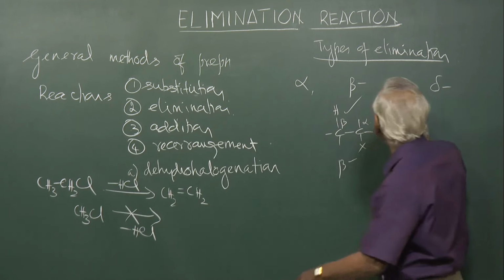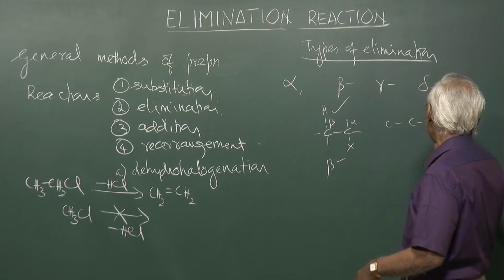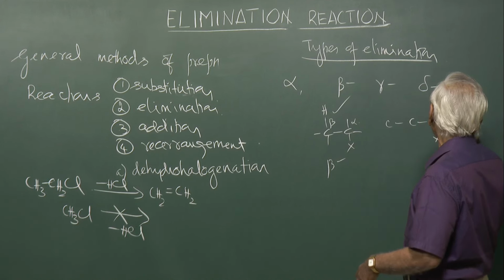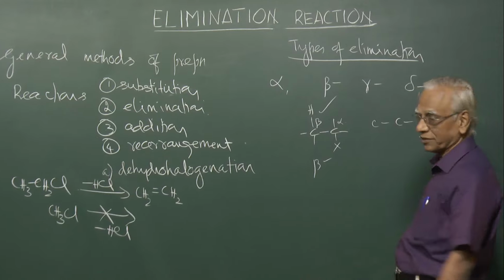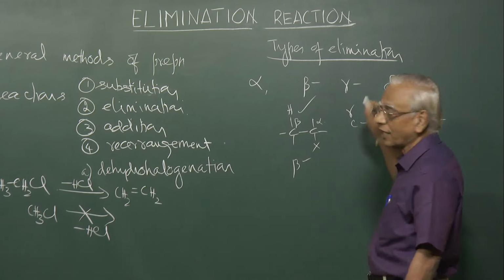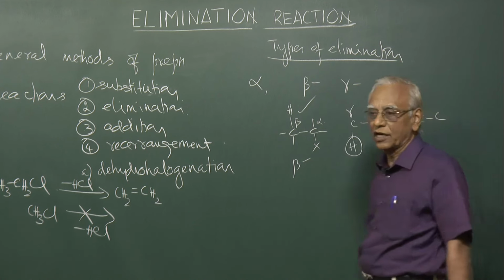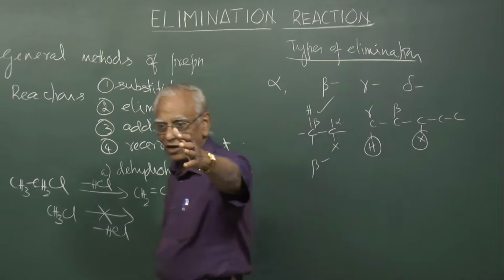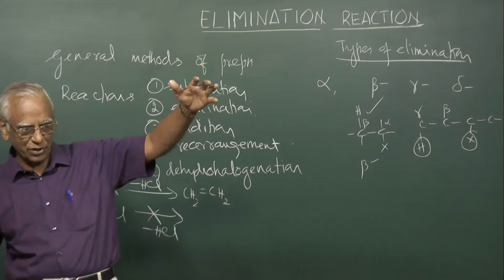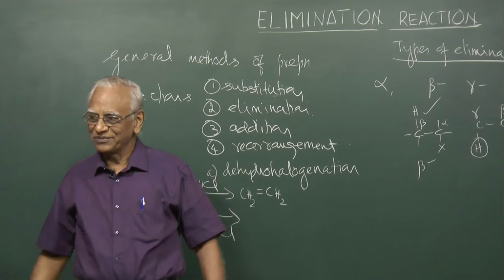And what should be a gamma elimination here? The halogen from this is the alpha carbon atom. I may have carbon on this side also, alpha carbon atom, and this is the beta carbon atom, and this is the gamma carbon atom. If the hydrogen from this and halogen from this are removed, it is called gamma elimination. And the gamma elimination, delta elimination, epsilon elimination, omega elimination should give you cyclic compounds.